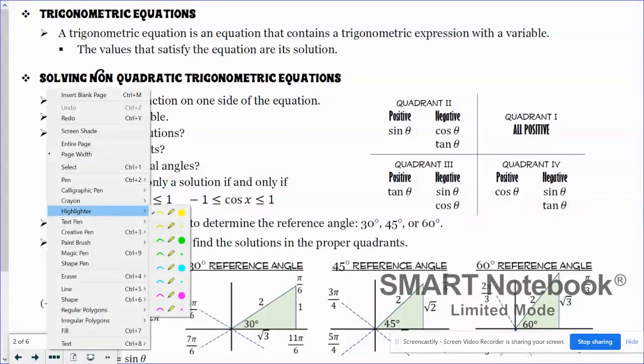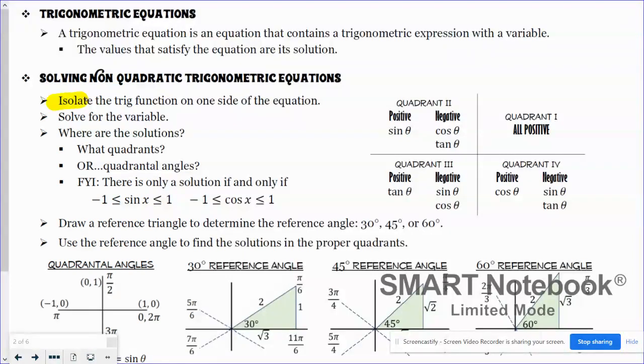So the first thing that you want to do is isolate the trig function on one side of the equation. So basically, your first goal is to get something like sine of your angle equals 1, or cosine is equal to the square root of 2 over 2. But you want to isolate your trig function, okay?